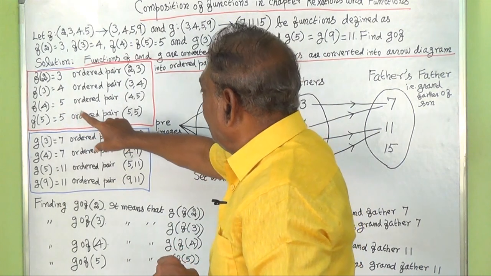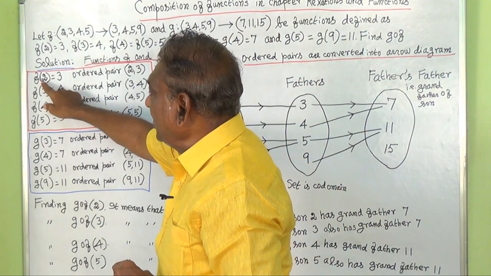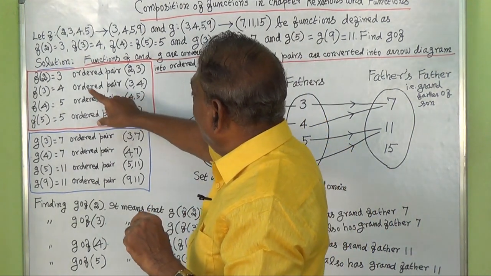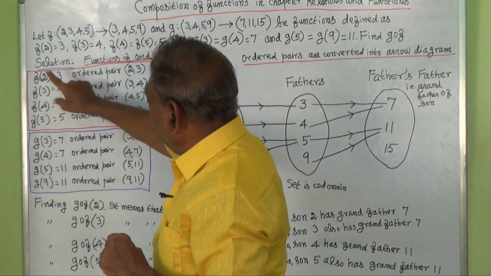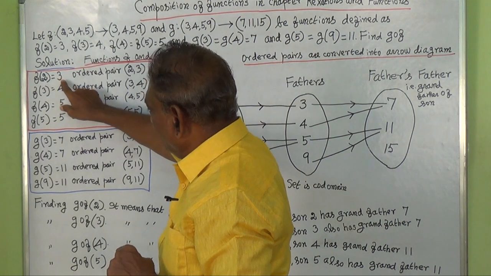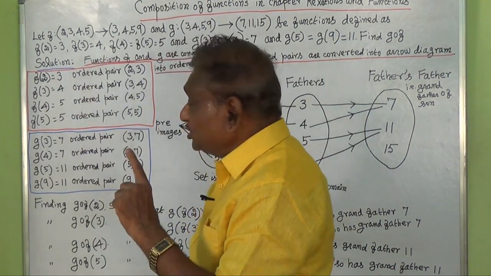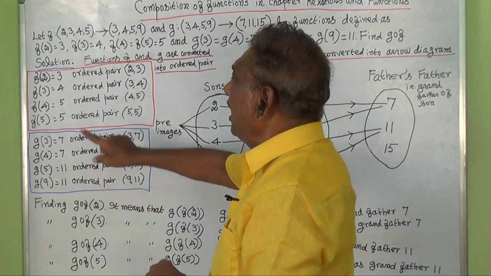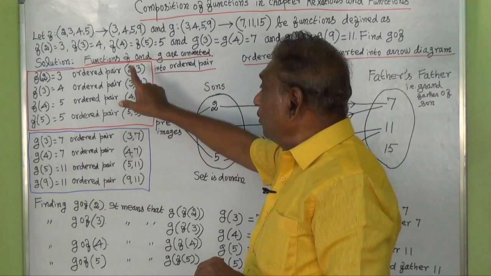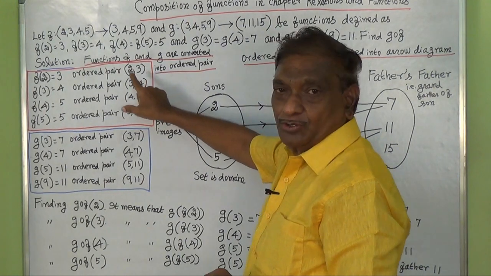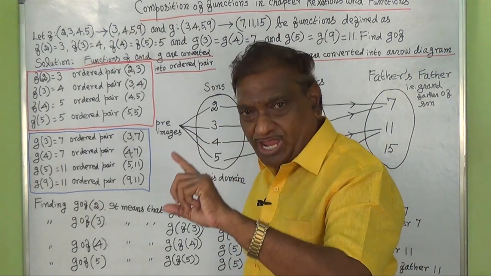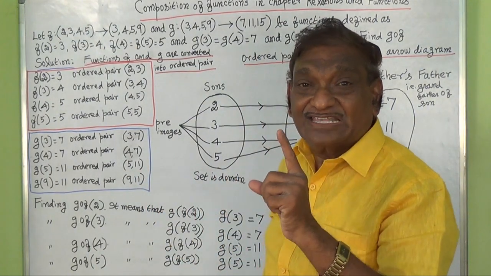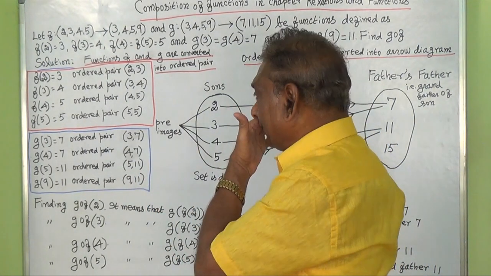These values represent the x. The f of 2 given represents the y. So x is 2, y is 3. So we write the ordered pair (2, 3). 2 is x, 3 is y. 2 is the first element of the ordered pair, 3 is the second element of the ordered pair.